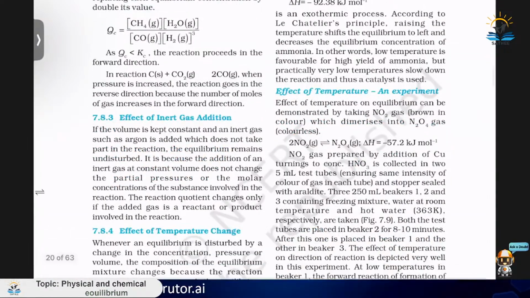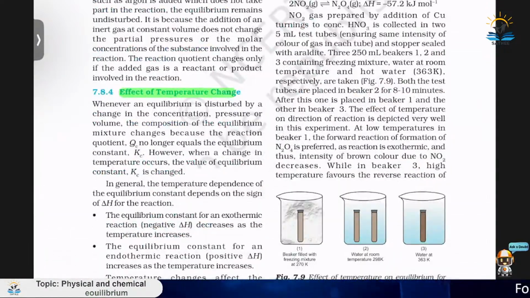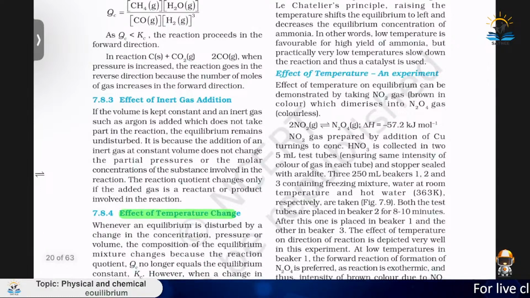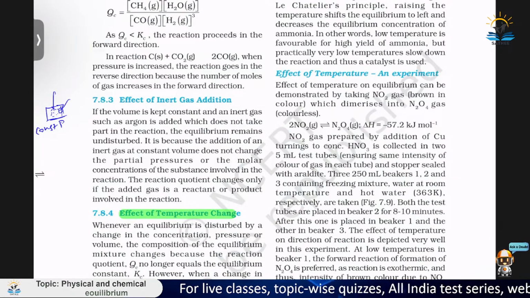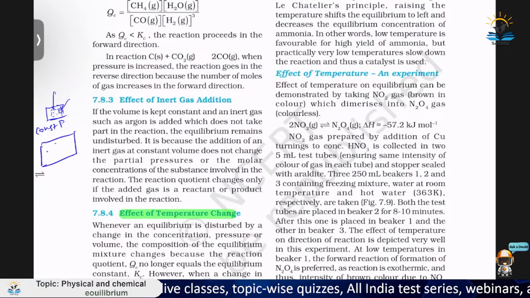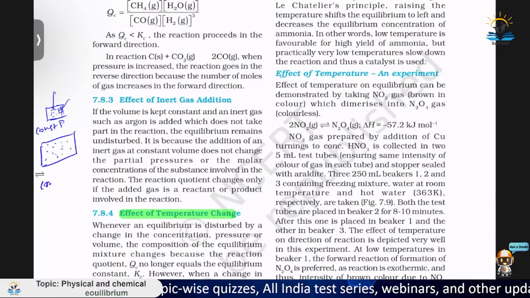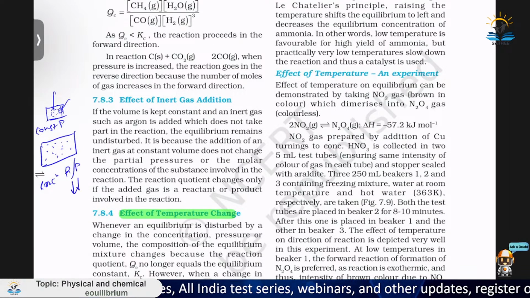I've already covered temperature. Okay, inert gas addition. What is happening in inert gas addition? In inert gas addition, inert gas will not participate in the reaction, right? So what you are doing, you are adding inert gas at constant pressure first. So you added some inert gas. To maintain constant pressure, the volume must increase to accommodate the extra gas. Now, if volume has increased, the concentration of reactant and product has decreased.